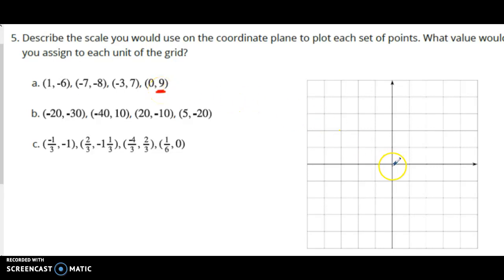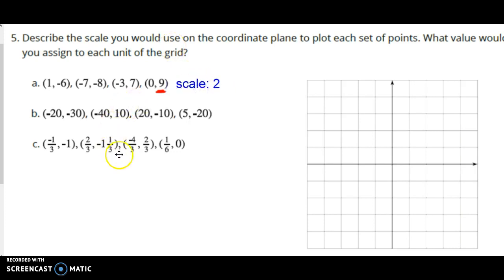So I would have to go from 0 here in my y-axis all the way up to 9. Let's see if I can count by ones. 1, 2, 3, 4, 5. Can I count by ones? No. Let's see if I can count by twos. 2, 4, 6, 8, 10. Can I count by twos? Yeah, because then 9 is going to be right here. All of these other numbers have a smaller absolute value than 9, so I can plot all of them on this square grid. So my response to A would be scale would be 2.